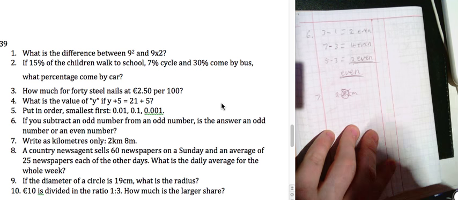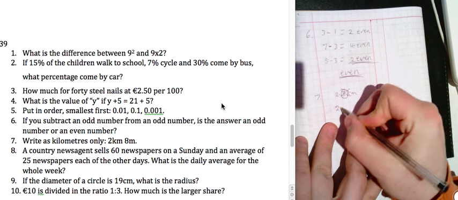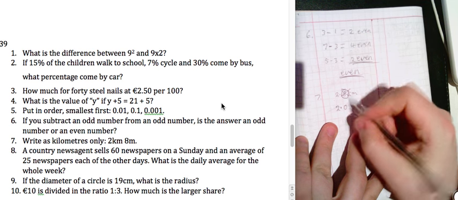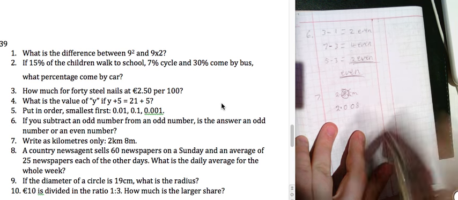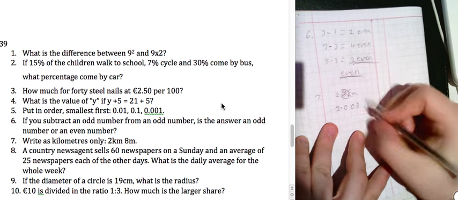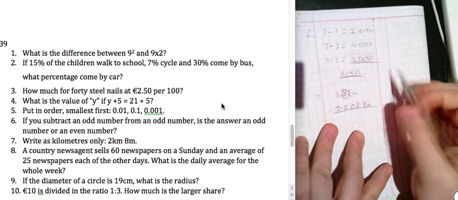So to write this properly, we have to think of our decimal places. 2 point, no tenths, 0, no hundredths, 0, 8 thousandths of a kilometer, because 8 meters is 8 thousandths of a kilometer. So the answer to this question is 2.008 kilometers.